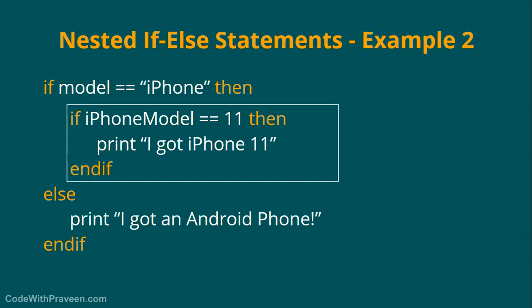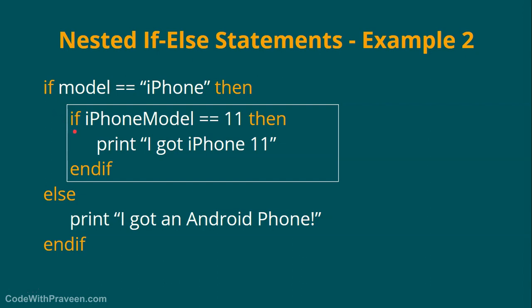Check out the second example for nested if else statements. For now, you can skip this block snippet. We'll come back to this shortly. First we have: if model equals iPhone, then this block gets executed. Otherwise, this block gets executed. So far, this is a very simple if else statement. What we are going to do now is, if this statement gets executed, instead of a simple set of statements, we have another if condition here. So we are nesting one if inside another if statement. That's why we call it nested if.